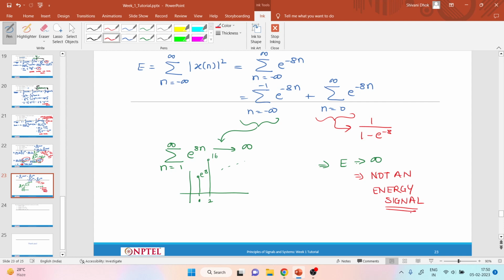Is this okay? Yes, madam. So generally, if the continuous counterparts of the signals or energy or power, same thing applies to discrete as well, right? Yes. Yes.